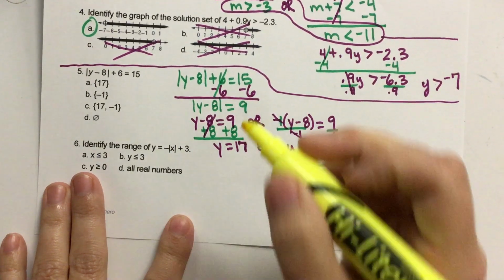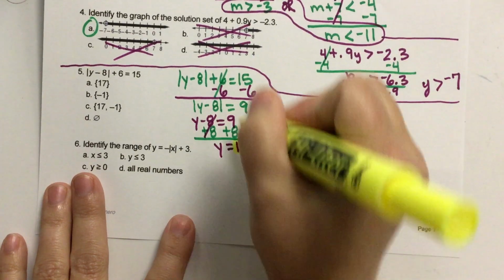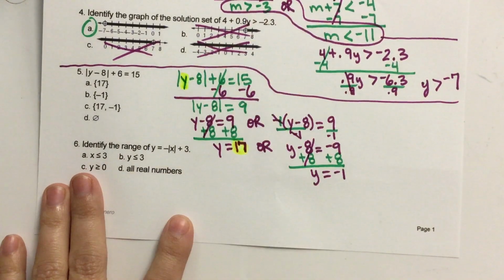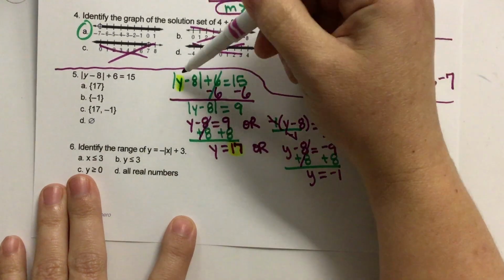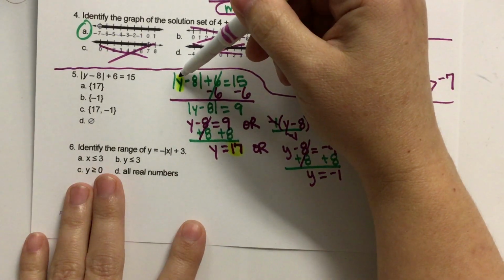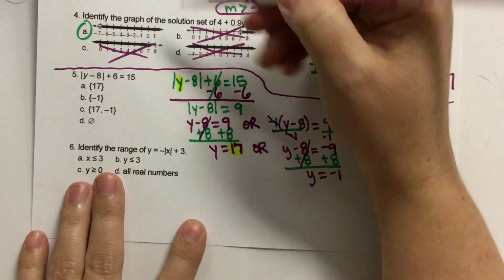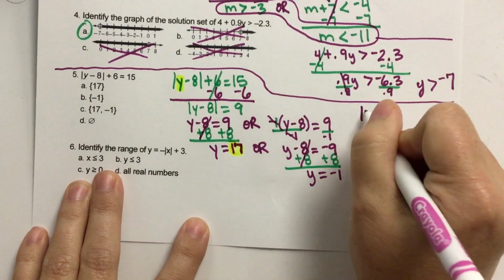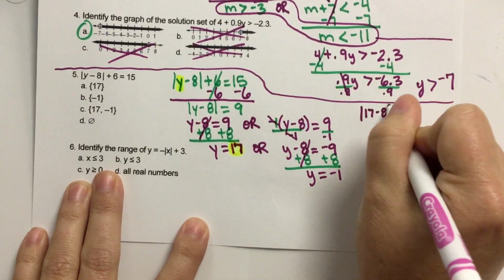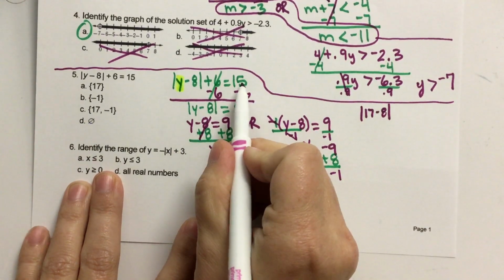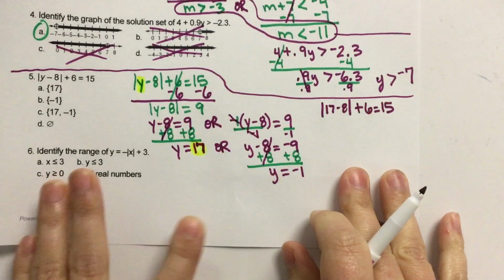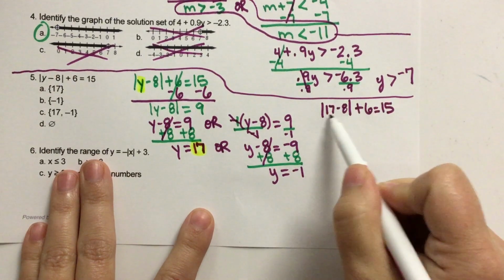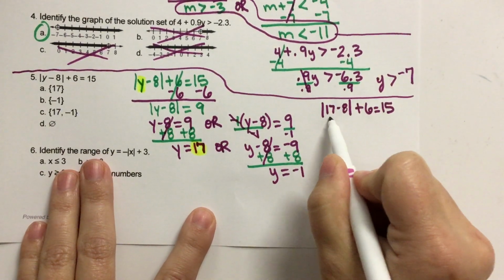Okay, so I am going to take this 17 and I'm going to plug it back into the y of the original problem. So if I do that, I'm going to put 17 here. I'm going to take 17 minus 8. So 17 minus 8. And then I'm going to recopy. Plus 6 equals 15. And I need to see if this is true. So 17 minus 8 is 9.